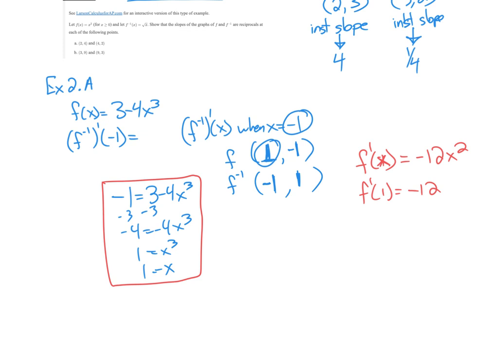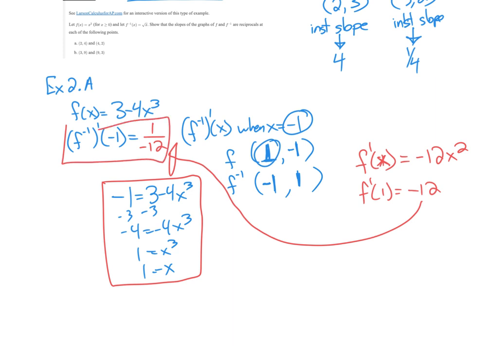So to find the derivative of the inverse function at negative 1, my final step is to go 1 over negative 12. And that's my answer. So again, we found the derivative at the first corresponding point, and we used the reciprocal to find the derivative of the inverse at the corresponding point on the inverse of the graph.